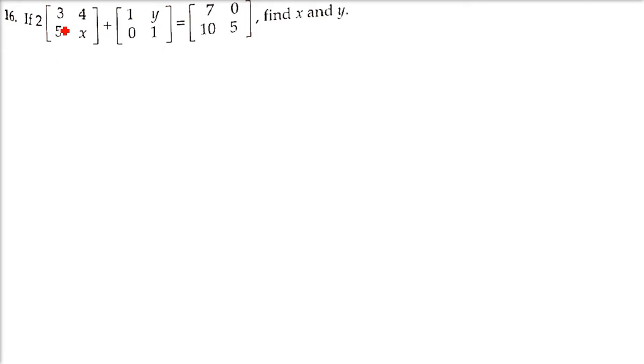Next is twice of this matrix plus this matrix is equal to this matrix. So we have to find x and y. So let us multiply this matrix by 2. I am directly multiplying it. And then you have to add. So 2 into 3 is 6, 2 into 5 is 10, 2 into 5 is 10, 2 into 4 is 8, and this is 2x. Now I am directly adding first and second matrix, right? So 6 plus 1 is 7, 8 plus y, then we have 10 plus 0, that is going to be 10, and 2x plus 1.